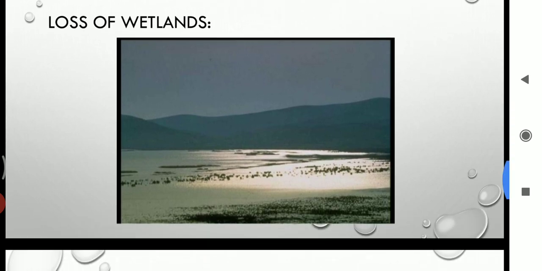Then you see that loss of wetlands. Because of the water scarcity, we lost a lot of wetlands. Wetlands are the main requirement to balance the ecosystem.